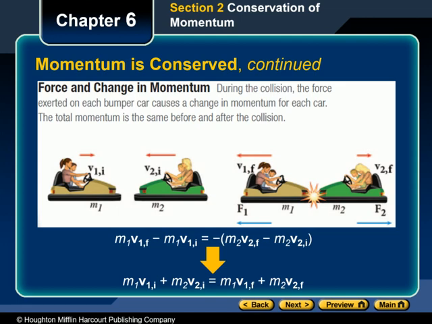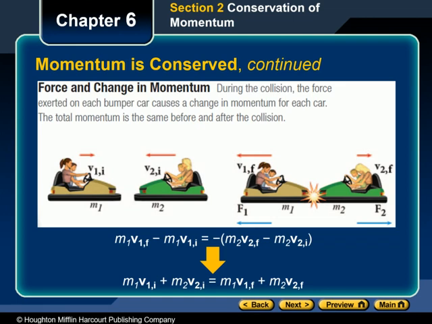The image on the screen here illustrates the forces acting on each bumper car. Because impulse is equal to the change in momentum, the impulse on M1 is equal to and opposite the impulse on M2. The change in momentum of M1 is equal to and opposite the change in momentum of M2. This means that in every interaction between two isolated objects, the change in momentum of the first object is equal to and opposite the change in momentum of the second object.